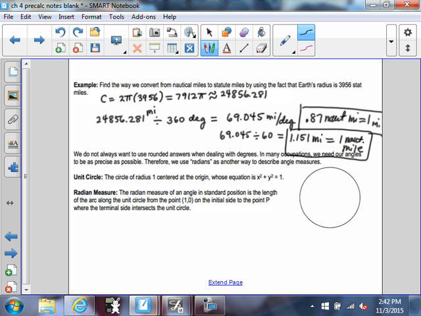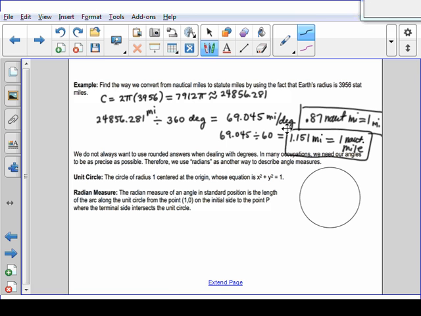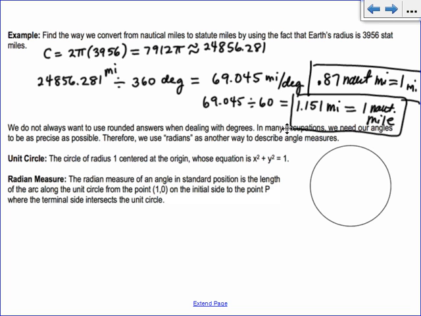All right. It says we do not always want to use rounded answers when dealing with degrees. In many occupations, we need our angles to be as precise as possible. So this is why we use radians. Do you guys remember radians a little bit from last year? 2 pi is 360 and pi is 180. Right, 2 pi is the same as 360 degrees, pi is the same as 180.